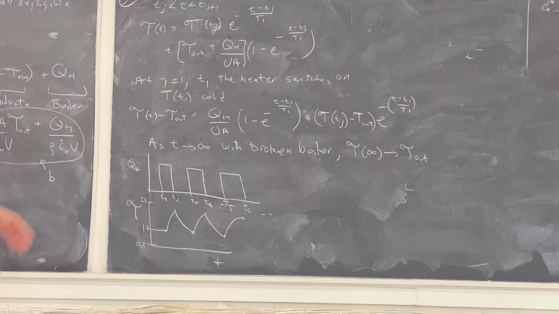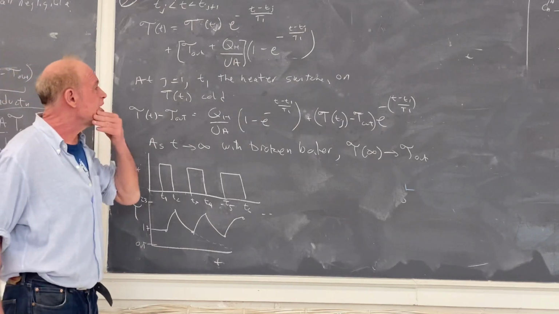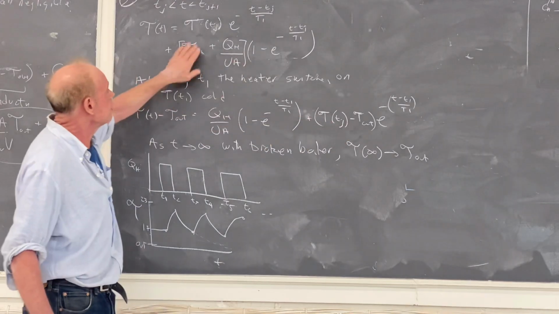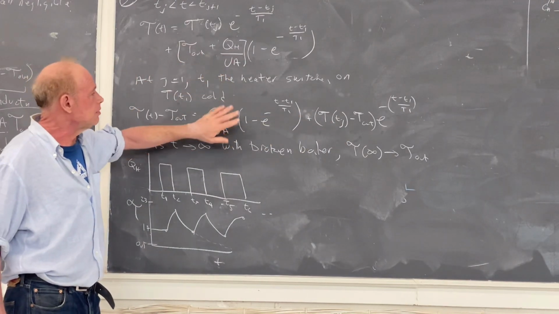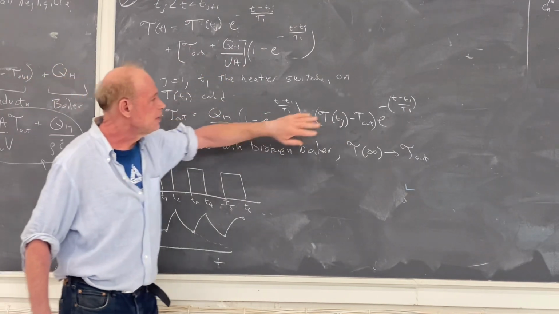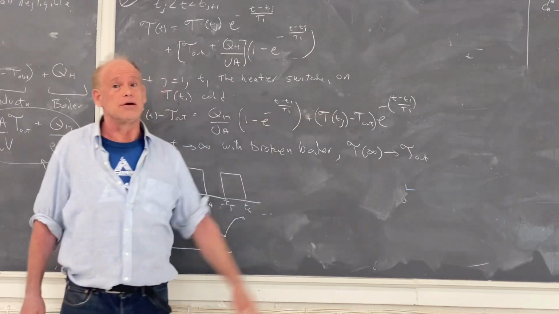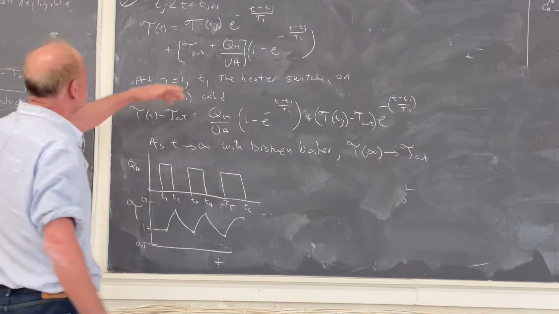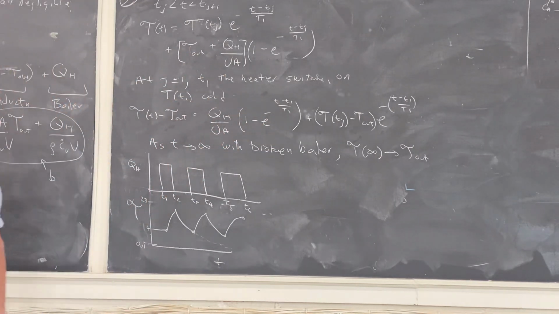And I kind of like this form because it separates out QH from T out. Here they were kind of mixed together. And here there's the QH, the heater term, and just the house without the heater. So that's kind of why I liked it. I mean, I could have reasoned it all from here, but I think it's clearer from this equation. Other questions?